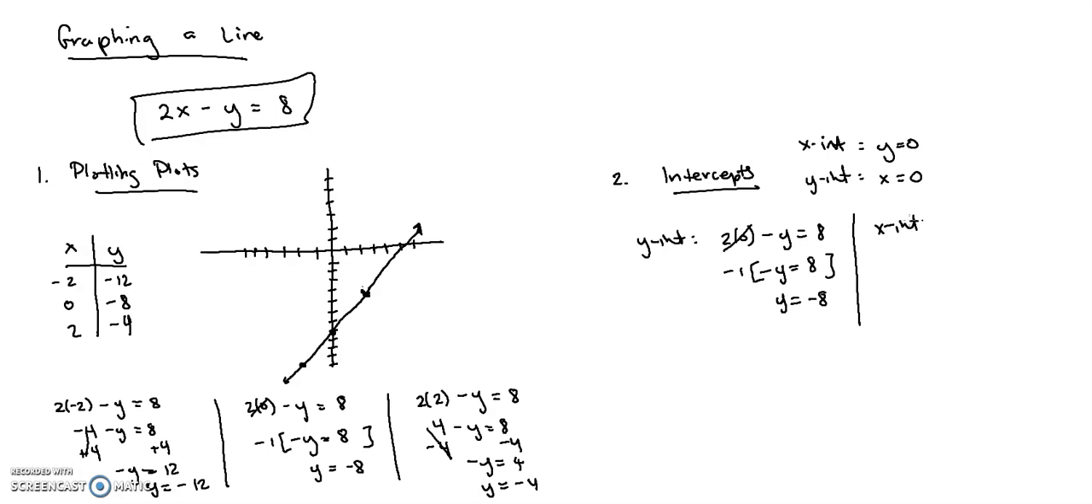We do the x-intercept by putting in 0 for y, and we solve for x. So that's just 2x equals 8. Divide by 2. And we get that x equals 4. Okay, 1, 2, 3, 4, 5, 6, 7, 8. 1, 2, 3, 4.